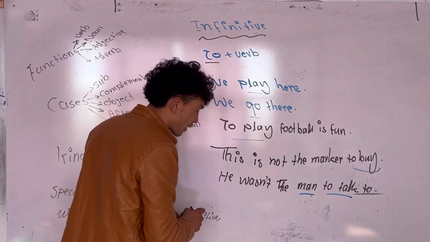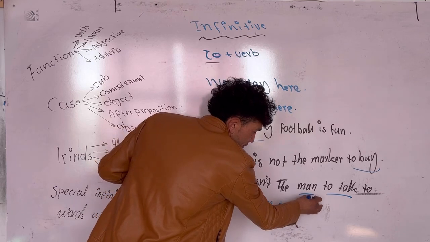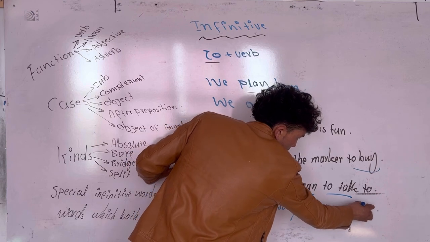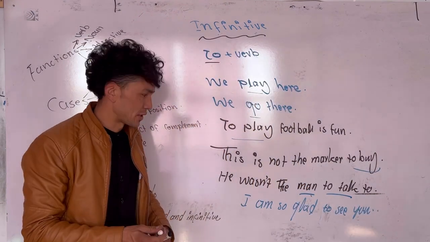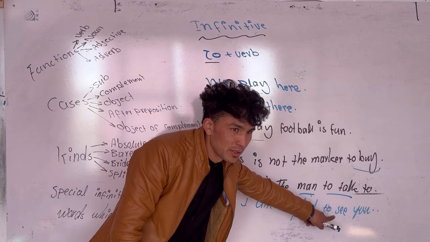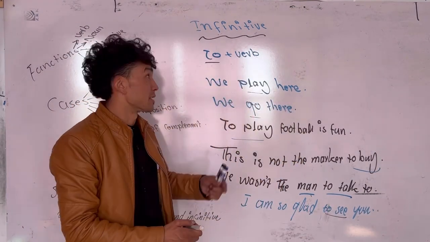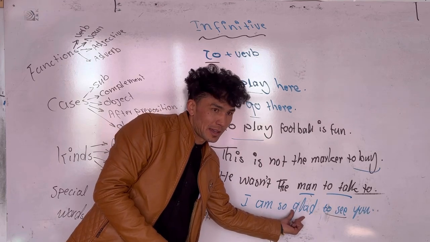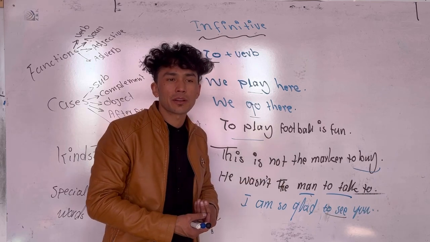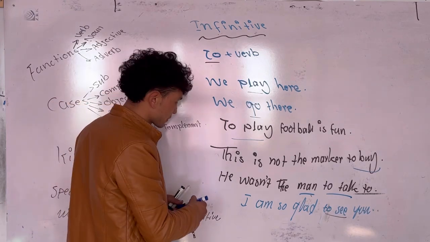Somebody says, I am so glad to see you. I'm so glad to see you. What is glad? Adjective. To see is an infinitive used as an adverb, which is used to modify glad here. Did you understand? Because we know that an adverb is a word which is used to modify an adjective, action verb, and another adverb. You understood?